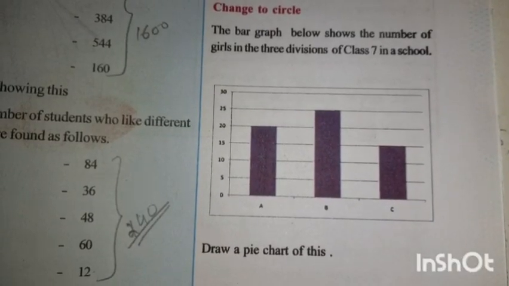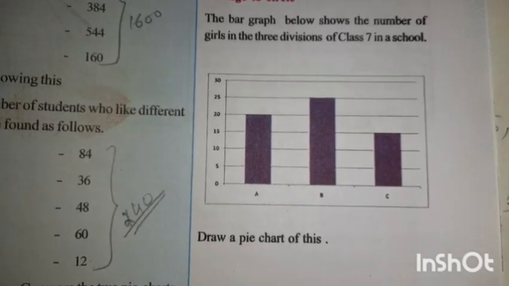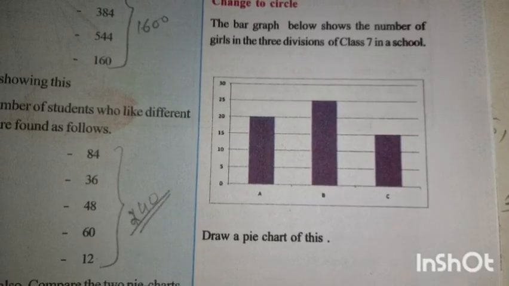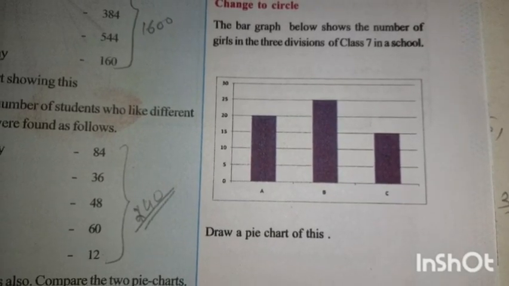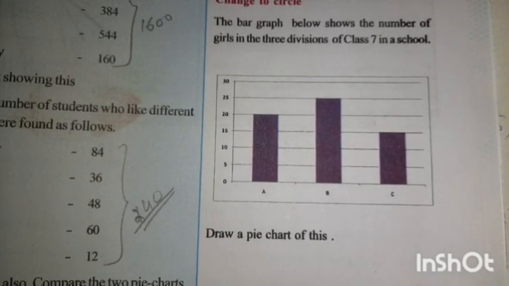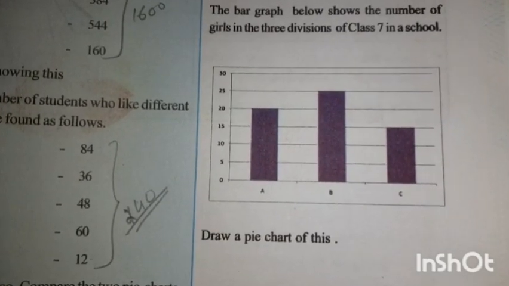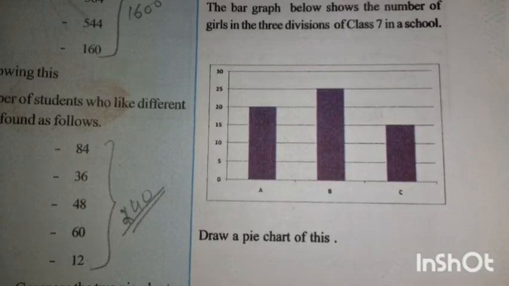Change to circle. A bar graph shows the number of girls in the 3 divisions of class 7 in a school. You have to draw a pie chart. So you have to find out the fraction, convert it into degrees and make a pie chart.